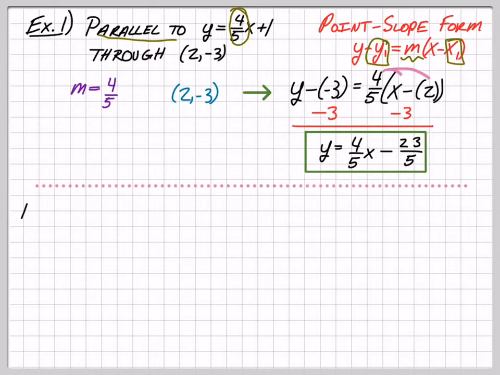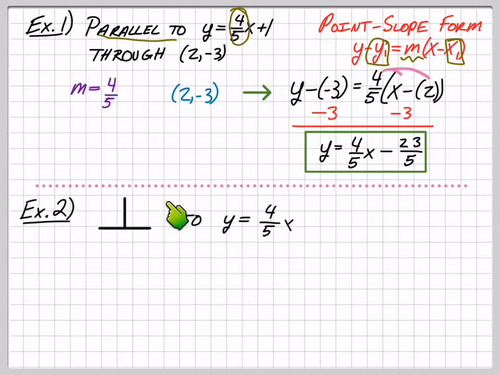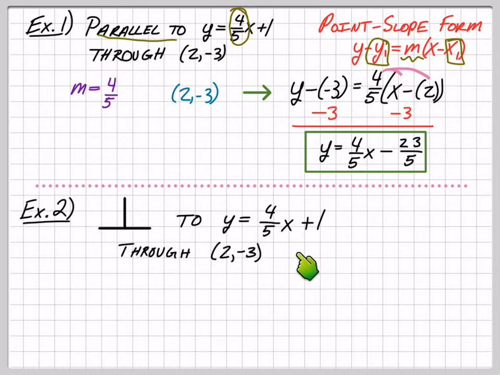All right, example 2. Little different scenario. I'm going to use the perpendicular symbol here. So I want to know about a line that's perpendicular, that thing. It's easier to write not the word perpendicular sometimes. Perpendicular to the line y equals 4/5 x plus 1. And my line also goes through the point 2, negative 3. So looks kind of like example 1, except for my line's actually perpendicular to this in this case.